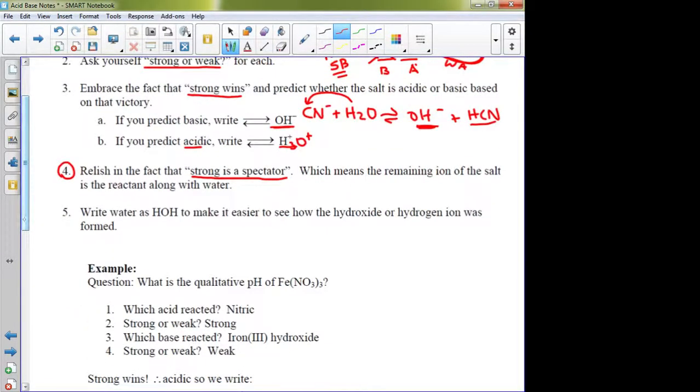And sometimes, I know, my board is spastic today. I don't know what's up with it. Just close your eyes if you have seizures.